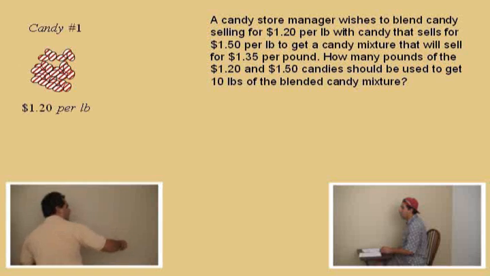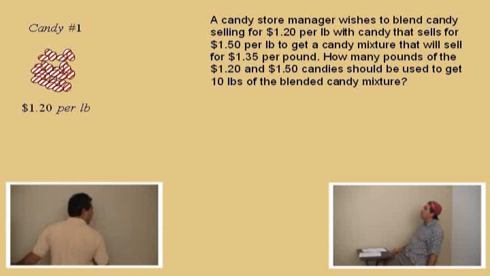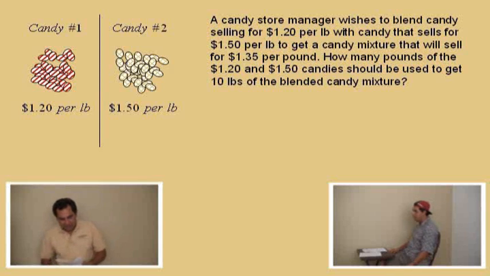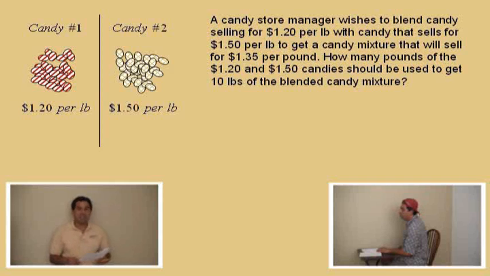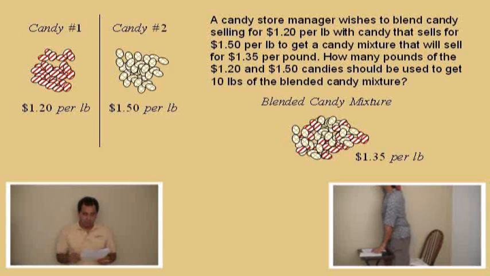Okay, so don't be laughing at my candies, Charlie. There we go, there's candy one. And here comes candy two. All right, so candy one costs $1.20 per pound and candy two is $1.50 per pound. We're going to mix those together to make this blended candy mixture that's $1.35 per pound. And remember, we want 10 pounds of that blended candy mixture, okay?